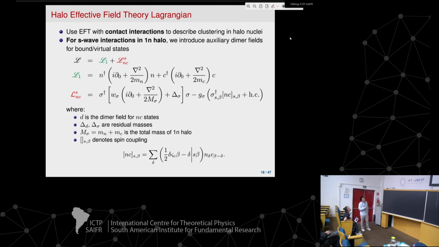Because the core can have some spin, you can have a spinless core or a core with a spin. So if you combine this neutron and core, you also need to combine their spin, right? So couple their spin degrees of freedom. So you can use these operators, basically Clebsch-Gordan coefficients, to combine their spin into a given final state.